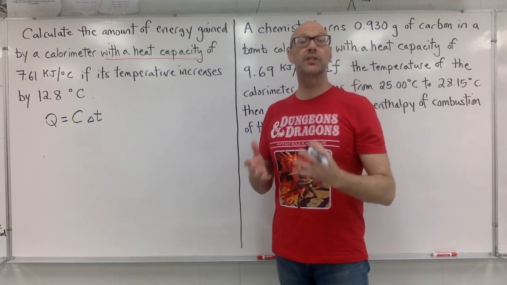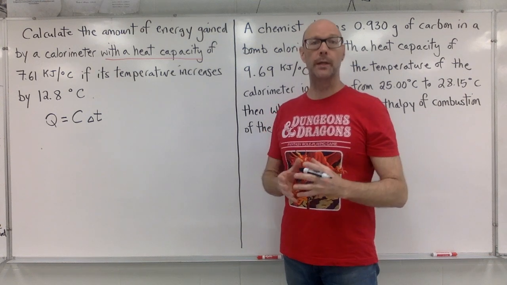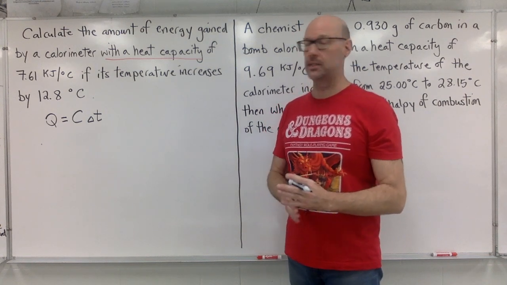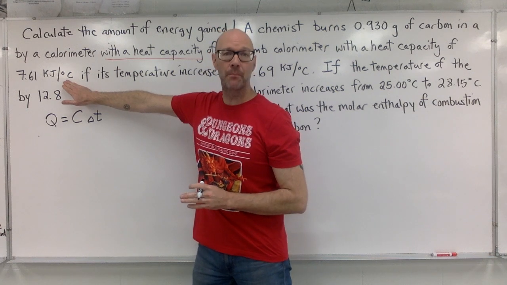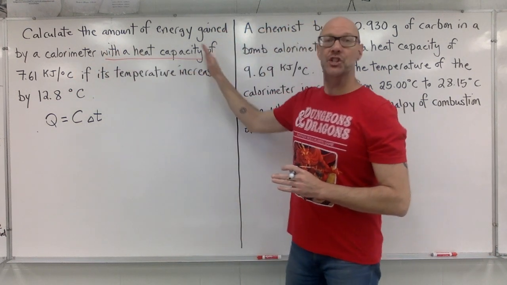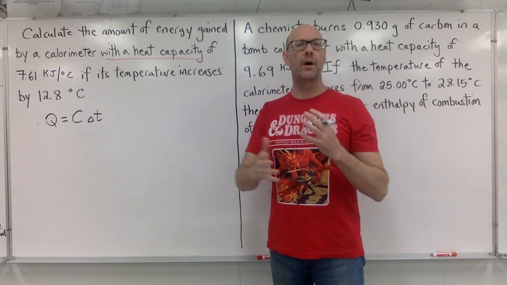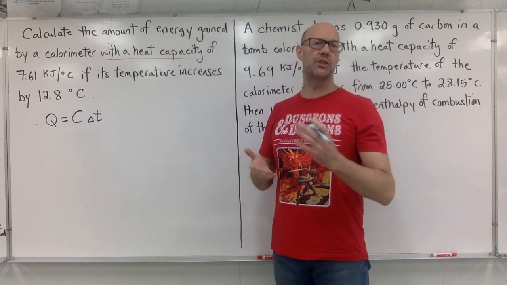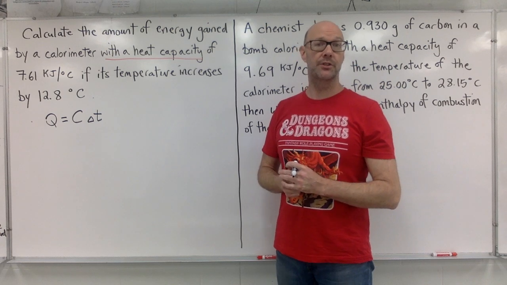Now this is a new type of formula. It's easy to accidentally want to do Q equals MC delta T, but those units right there do not have a mass. We're doing a general heat capacity, not a specific one. There's more than one sign pointing us toward, oh, it's just Q equals C delta T. Let's substitute.